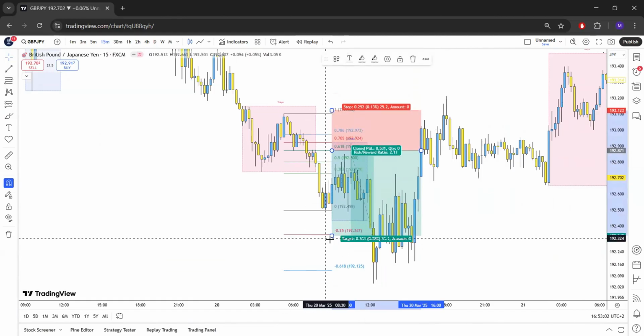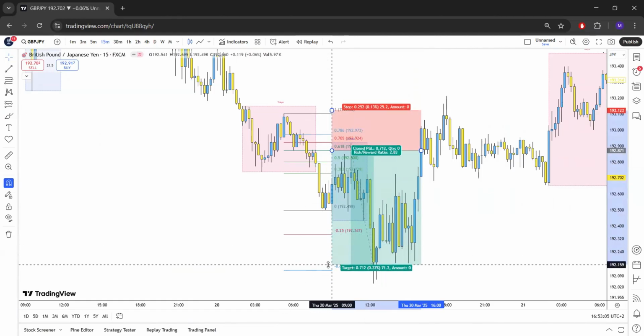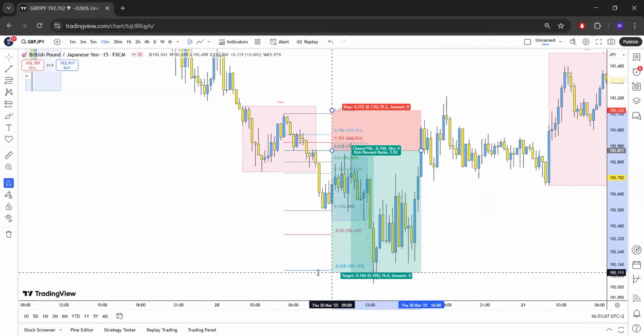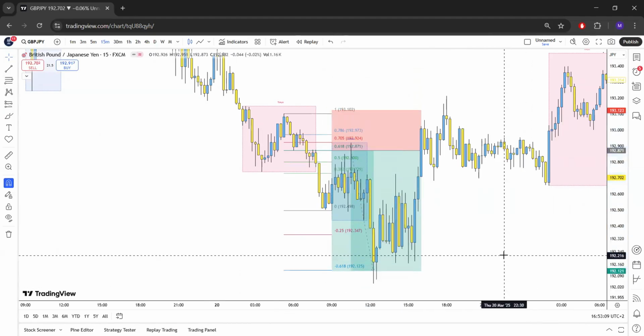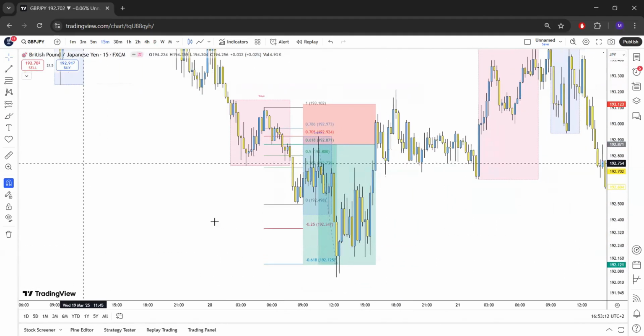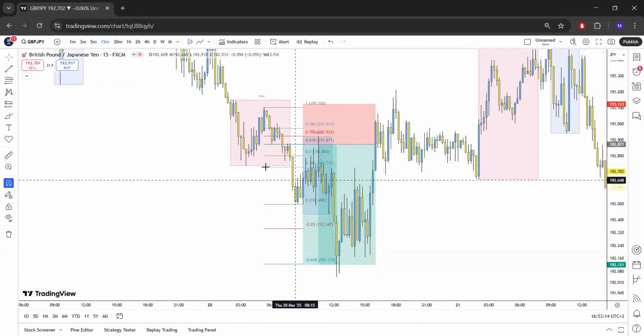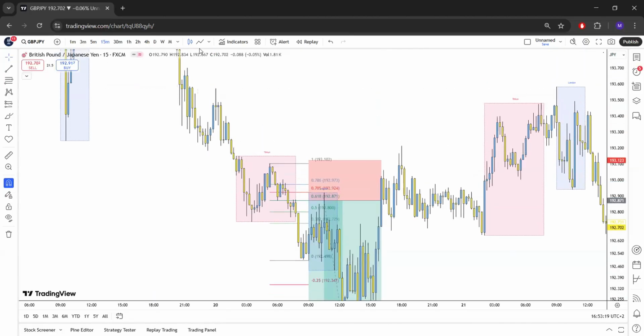25 pip stop for about a 75 pip, and you have a 1 to 3, and boom, Bob's your uncle. You can see the price action once tapped in, never looked back. And why is that? Because you have clear structure to the downside, and you can clearly see that price action is forming lower lows, lower highs. And with that being mentioned, our formation out of Asia and into London forms with clear structure.